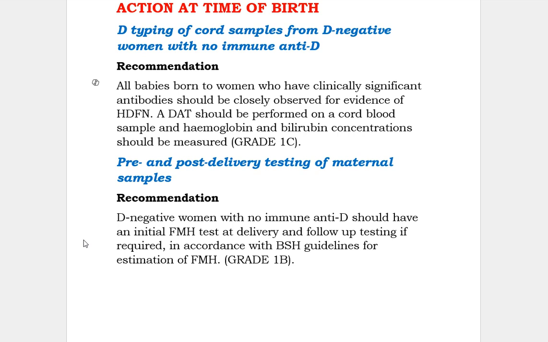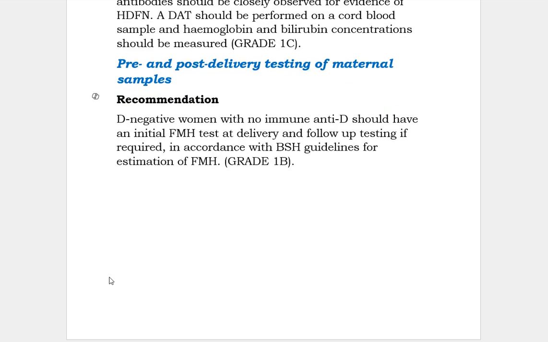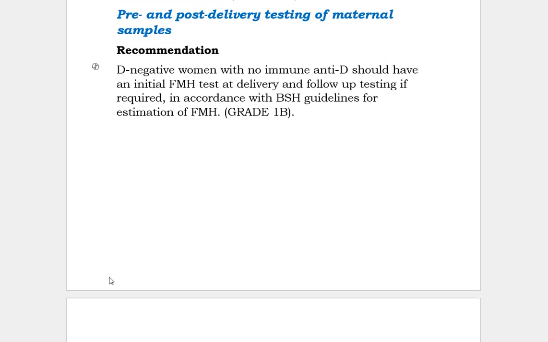Recommendation. All babies born to women who have clinically significant antibodies should be closely observed for evidence of HDFN. A DAT should be performed on a cord blood sample and hemoglobin and bilirubin concentrations should be measured. Grade 1C. Pre- and post-delivery testing of maternal samples. Recommendation. D-negative women with no immune anti-D should have an initial FMH test at delivery and follow-up testing if required, in accordance with BSH guidelines for estimation of FMH.